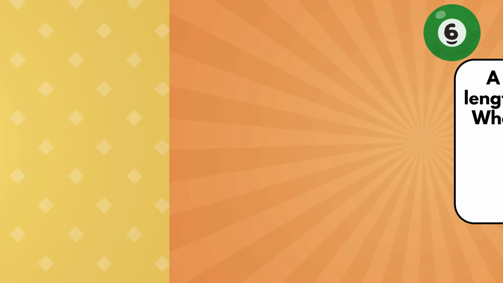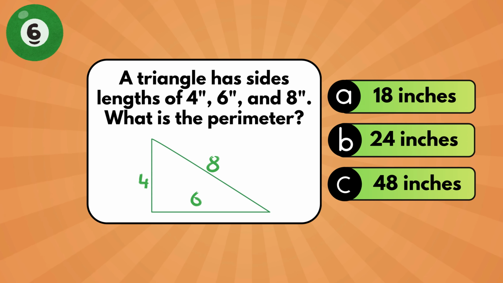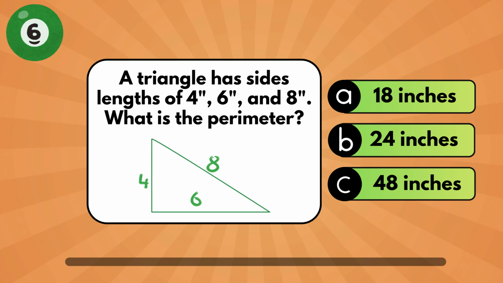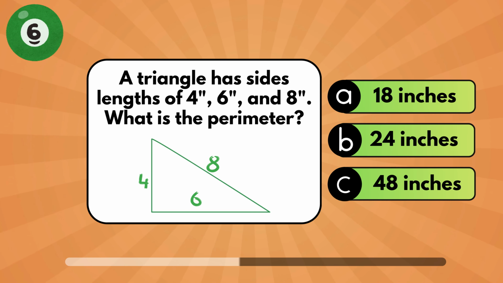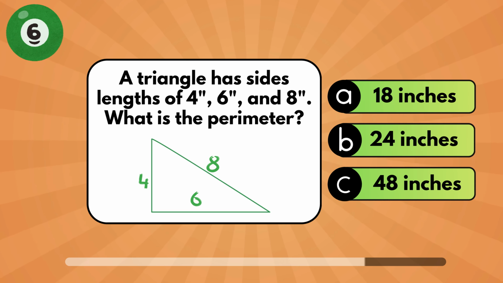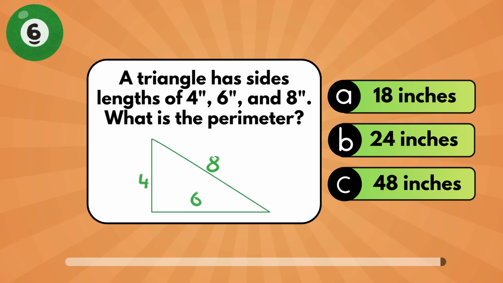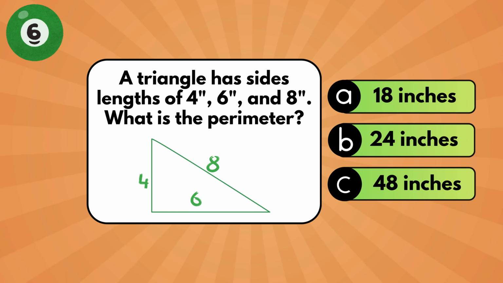Halfway done. Next, a triangle has side lengths of 4 inches, 6 inches, and 8 inches. What is the perimeter? Did you get it? The answer is A, 18 inches.